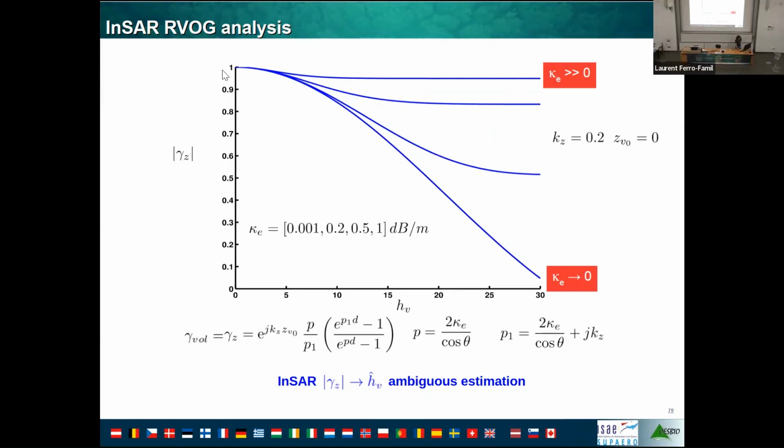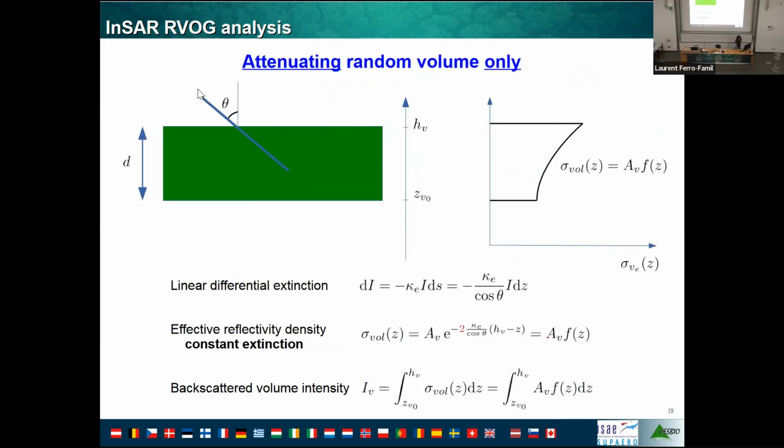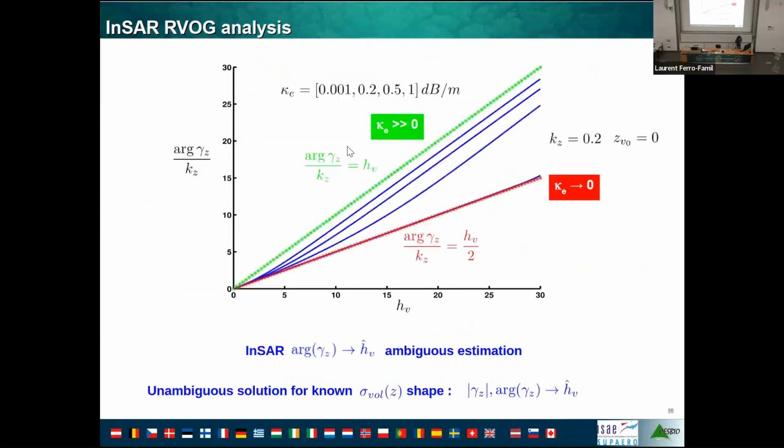If you have a null extinction, you go back to the sinc profile. If you have a very high extinction, then the coherence is very high. Why? Because if you have a high extinction, the wave does not penetrate inside the volume. What contributes back to the radar is just the top of the volume, so a very shallow part. You see that there is a physical interpretation of what we are looking at.